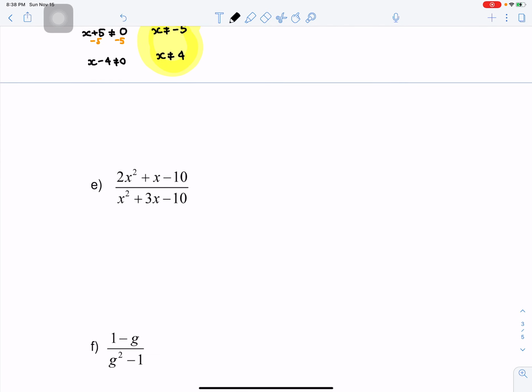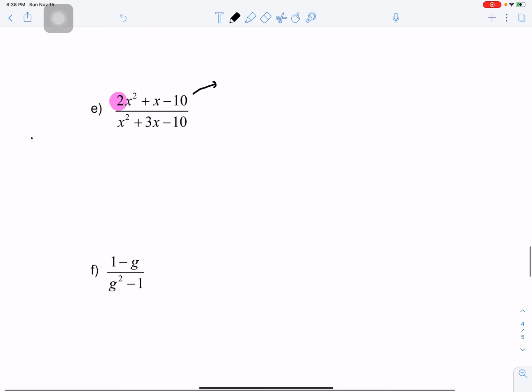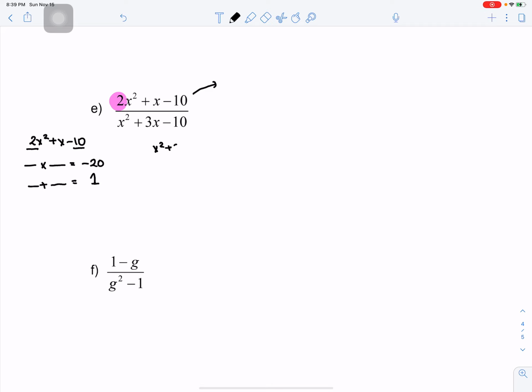Okay. Now this one, my A value is a 2, so this factoring is a little bit different. Well, it's not that different. You can use your decomp. So I'm going to go ahead and factor the numerator. I need two numbers to multiply to my A times my C, which is negative 20, and I need the same two numbers to add to my middle term, which is 1. And for the bottom fraction, I need two numbers to multiply to negative 10 and add to positive 3.